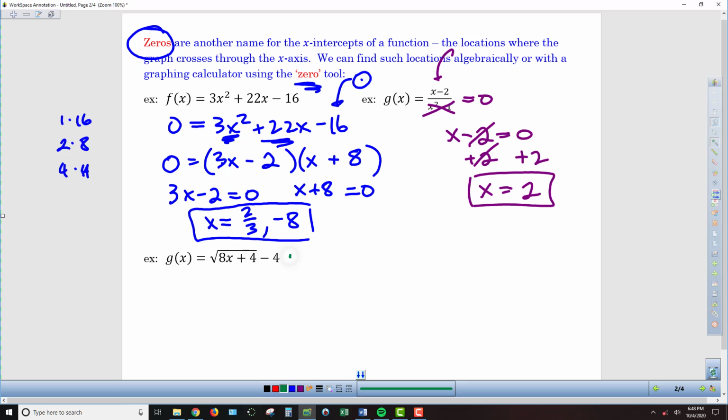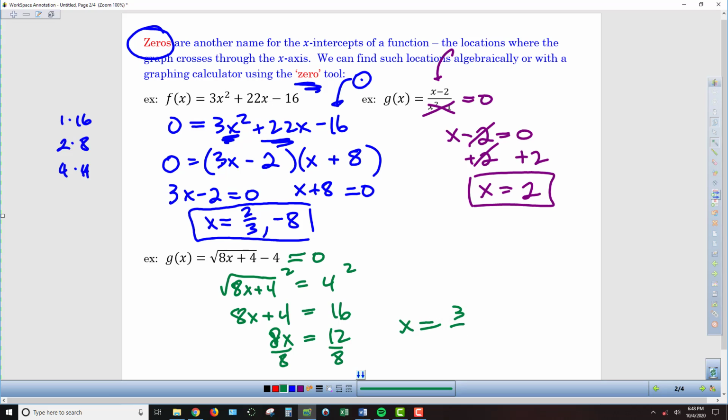In the case of the last one, I can again set my equation equal to 0 and set about solving. We need to isolate the square root and then square both sides. So I'm going to add 4 to both sides. So I've got the square root of 8x plus 4 equals positive 4. Now I'm going to square both sides. So I get 8x plus 4, as that square and that square root cancel each other out, equals 16. If I subtract 4 from both sides, I get 8x equals 12. If I divide both sides by 8, I get x equals 3/2.